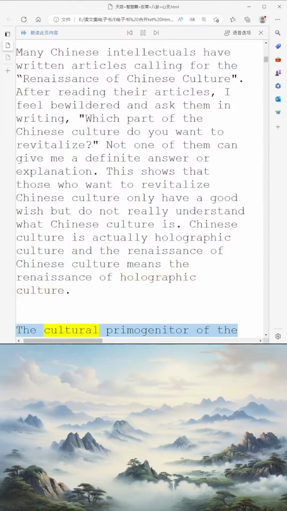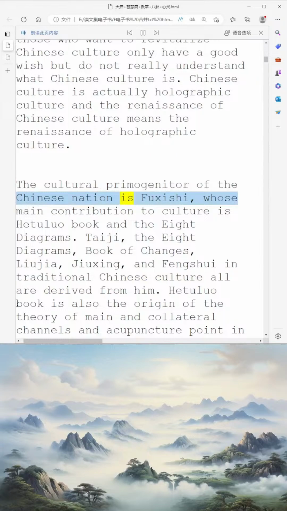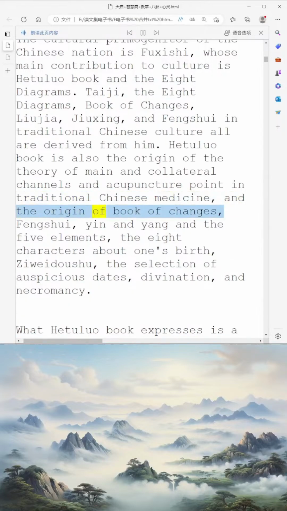The cultural primogenitor of the Chinese nation is Fuxishi, whose main contribution to culture is Hechaluo Book and the 8 Diagrams. Taiji, the 8 Diagrams, Book of Changes, Liujia, Jiuxing, and Feng Shui in traditional Chinese culture all are derived from him. Hechaluo Book is also the origin of the theory of main and collateral channels and acupuncture points in traditional Chinese medicine, and the origin of Book of Changes, Feng Shui, Yin and Yang, and the 5 elements, the 8 characters about one's birth, Zihui Dishu, the selection of auspicious dates, divination, and necromancy.